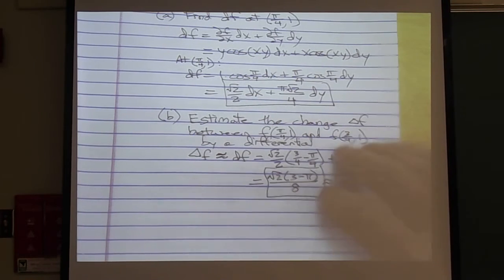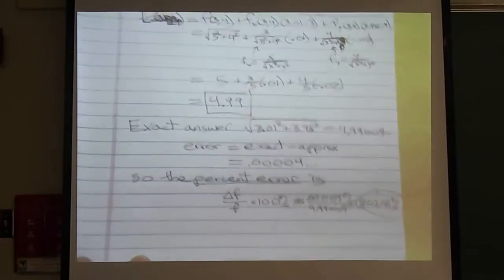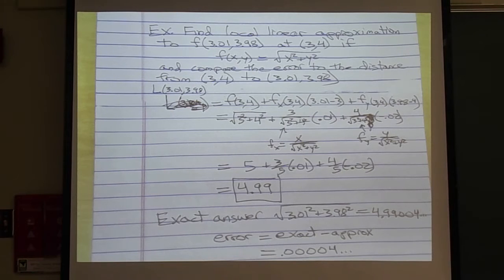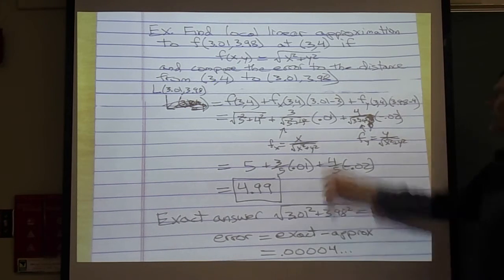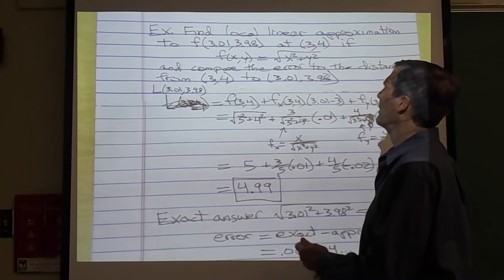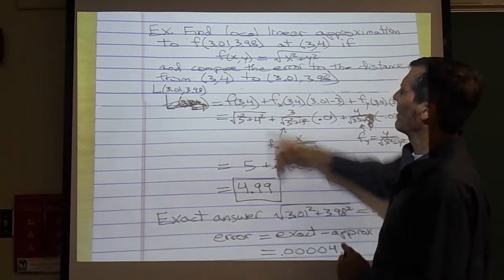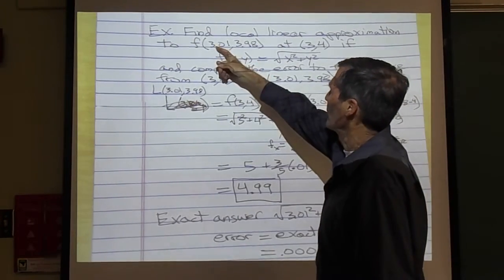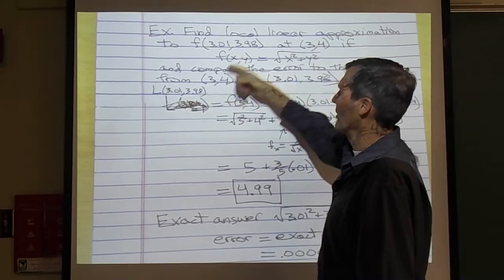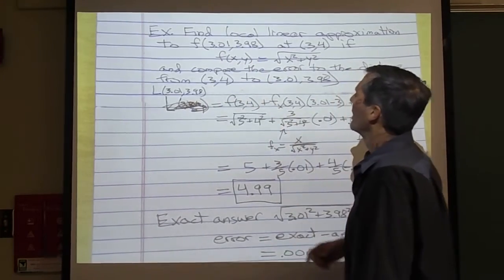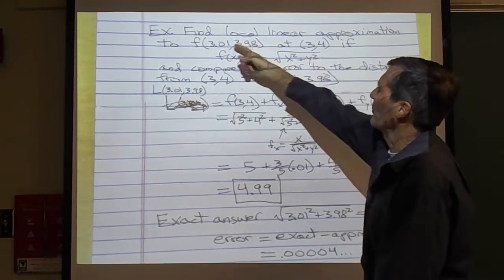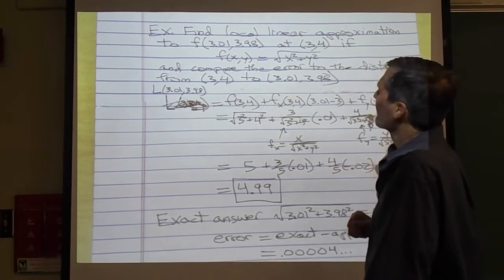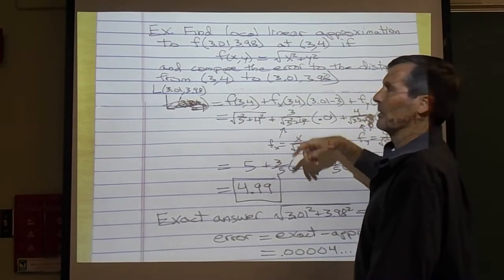All right, now let's try it one more time. This time we'll call it the local linear approximation. The local linear approximation is just another name for the local linearization evaluated at the point. So if I want the local linear approximation to 3.01, 3.98, that means find the local linearization and plug in this number. So if this is the function we want to estimate at 3.01, 3.98 by a tangent plane approximation at 3,4, then we can compare the error and see if it's really good.